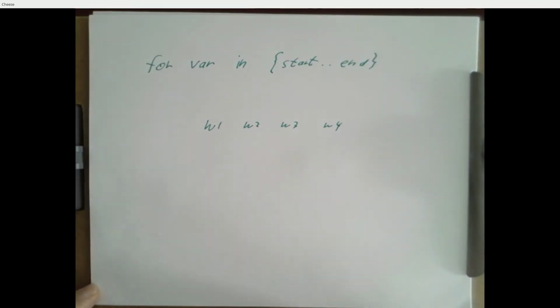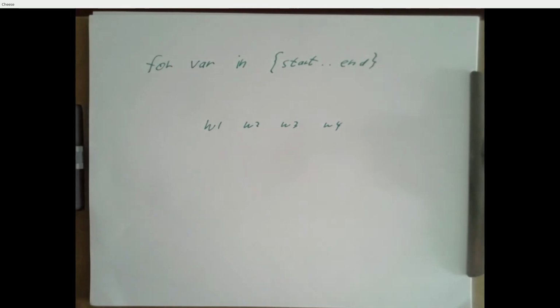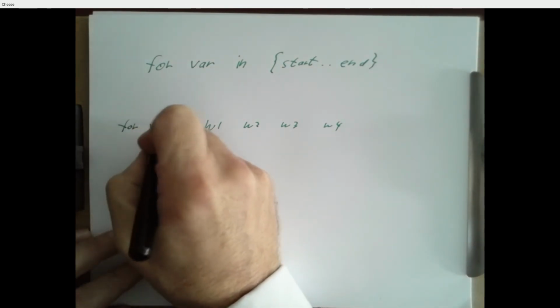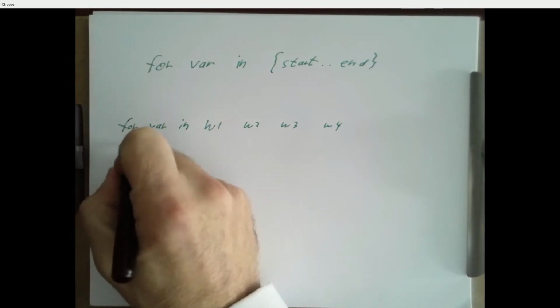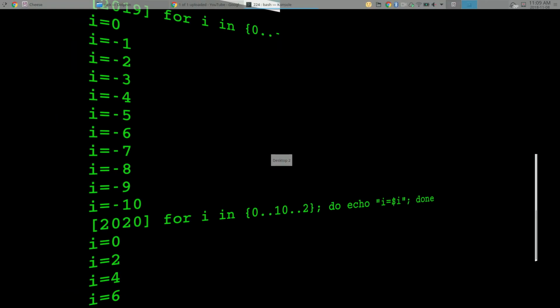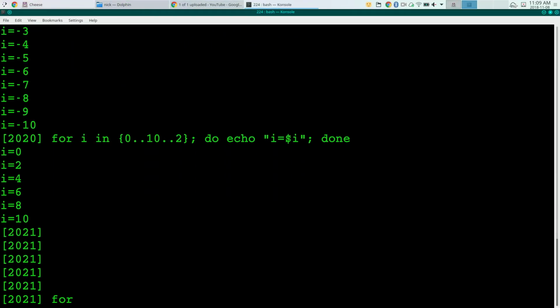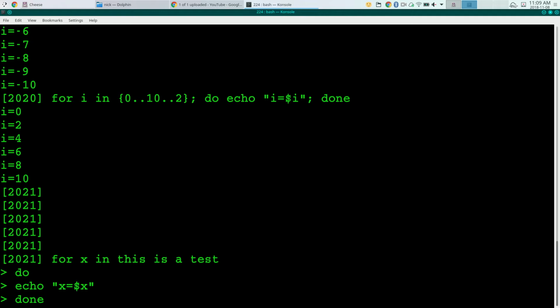So instead of having a variable be equal to 0, 1, 2, 3, 4, you want your variable equal to this word, that word, that word, that word, right? So there's a syntax for that. So for variable in, and then you list the set of values that you want that variable to take separated by spaces, and then do and done. So for example, for x in this is a test, do echo x equals $x, done.